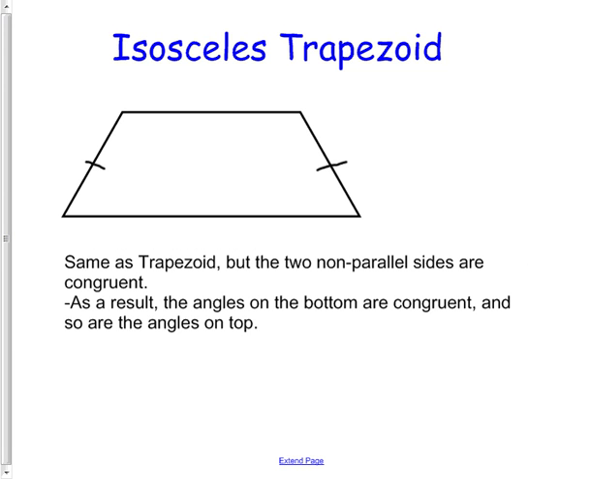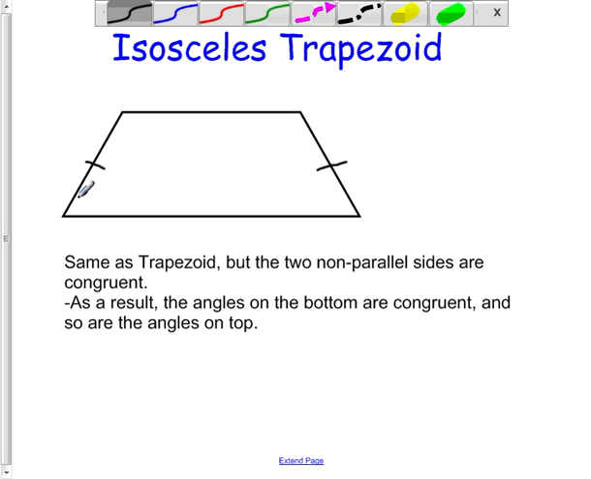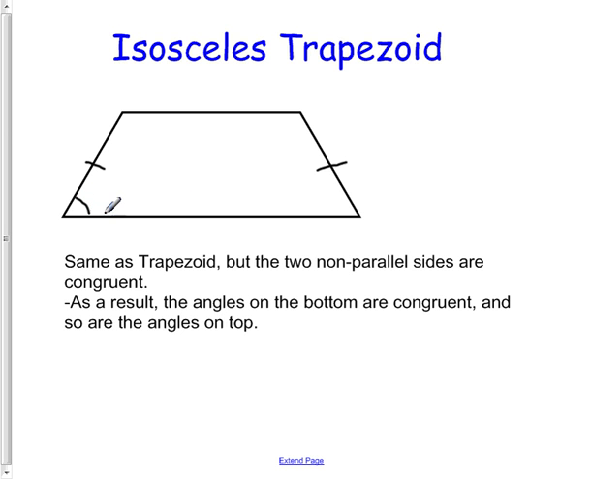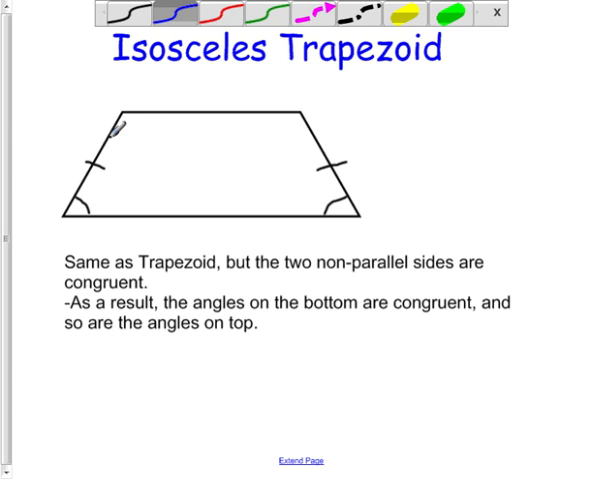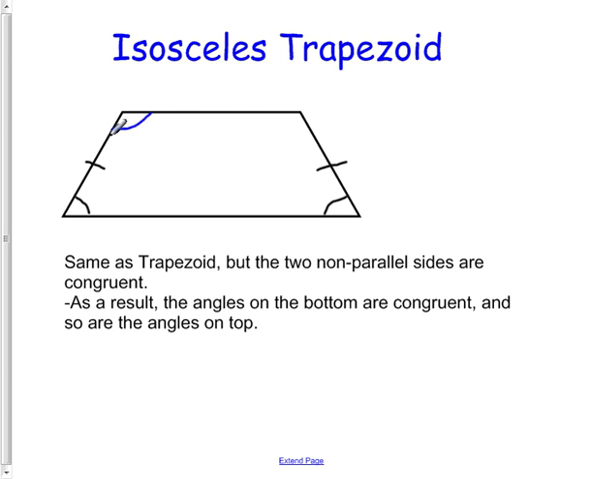Okay, and as a result of that, what happens is the angles on the bottom are congruent, and so are the angles on the top. So, if we look at here, this angle down here is the same as this angle over here. And then the angles at the top, this one would be the same as this one. That's only for isosceles trapezoids.